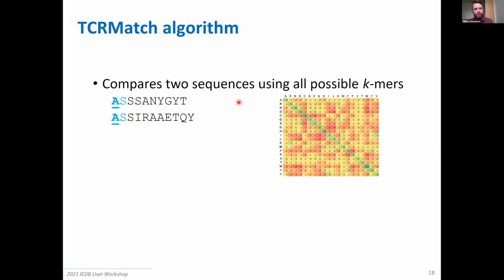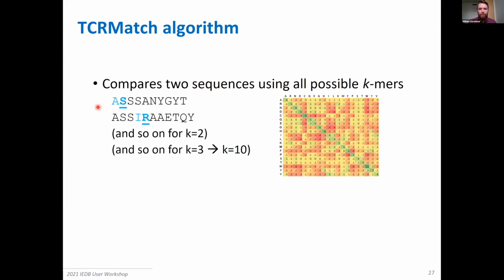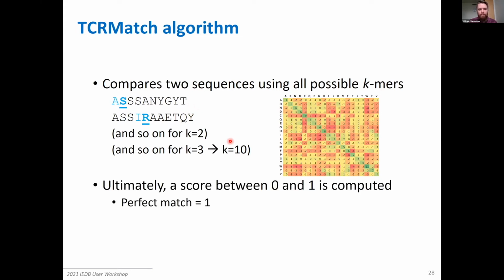And then it'll switch to k equals 2. And so we'll look at each dimer, and within each dimer, we'll look at the first in the pair, and then we'll look at the second. So A to A, S to S, A to S, S to S, and so on down the line. And it'll continue doing that basic procedure for k equals 3 all the way up to k equals 10, which is the length of this shorter sequence. And ultimately, it uses all of these comparisons to generate a score between 0 and 1, where a perfect match, the exact same sequence, would be equal to 1.